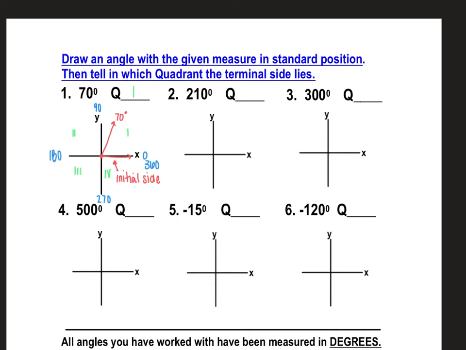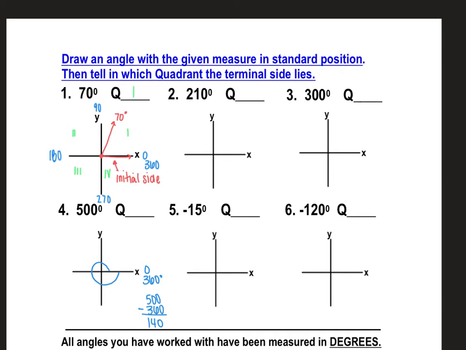Number 4 is asking us for a 500-degree angle. I know right off the bat, this is where 0 is. This is also where 360 is. So if I'm starting here, I can go all the way around. Once I get to this point, I'm at 360. That's my full circle. And then we still need to get to 500. So we just need to figure out how much more we need to go. You could do 500 minus 360 since we've already taken 360 degrees. And when we do that, we get 140.